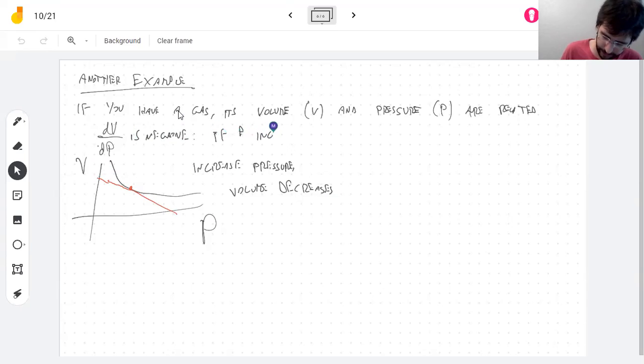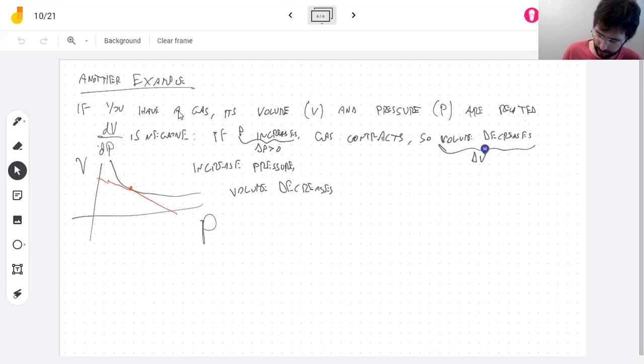If the pressure increases, the gas contracts. So the volume decreases. So what do I mean? If the pressure increases, this means that the increment in pressure is positive. And if the volume decreases, this means that the increment in volume is negative. So you divide a negative thing by a positive thing, you get a negative thing.